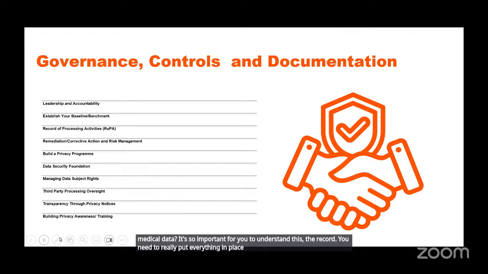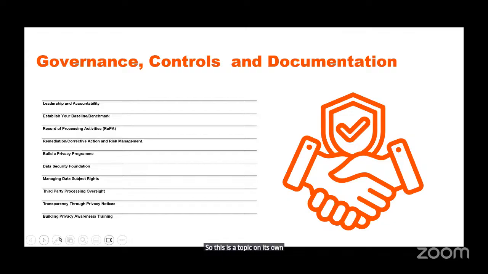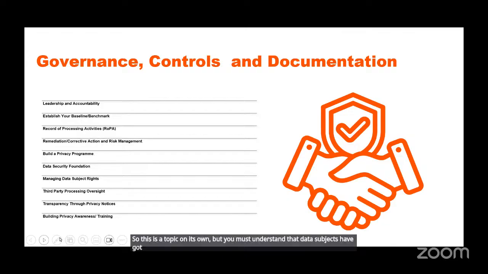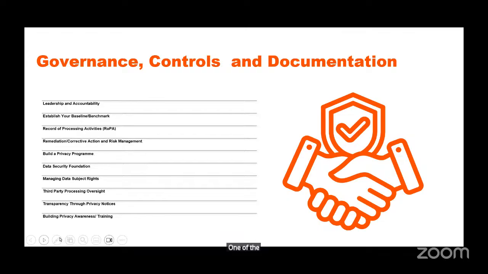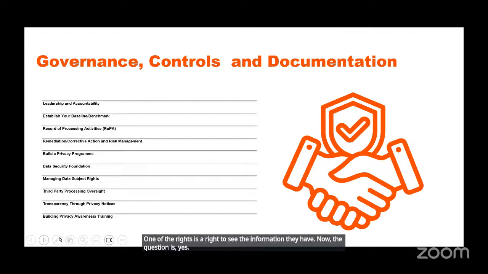Following that, I did mention data subject rights. This is a topic on its own, but you must understand that data subjects have various rights, and it's not very easy to implement these. For example, one of the rights is the right to erasure: if a data subject asks you to delete their information. Another is the right to see the information you have. Yes, you know the rights, but how do you implement them within your organization? You need to know how to do that.